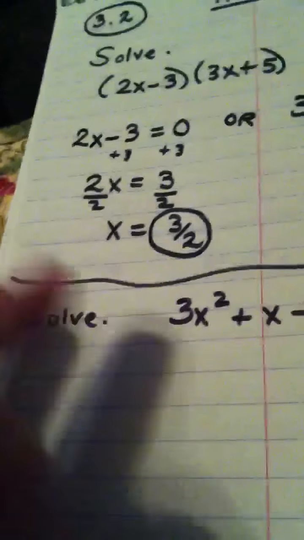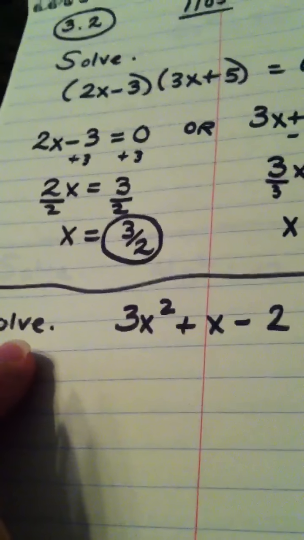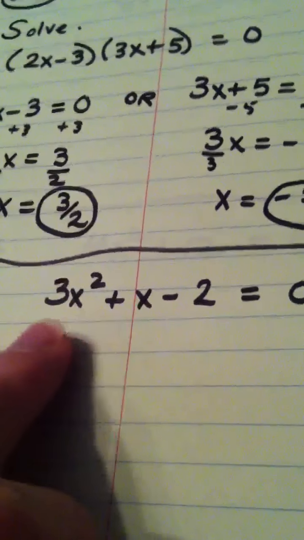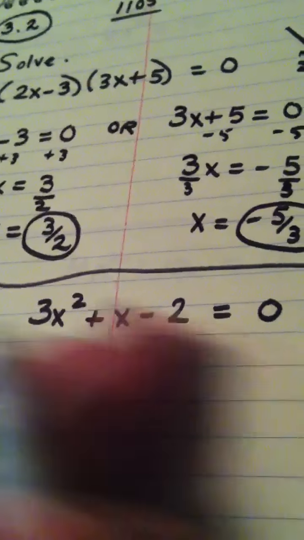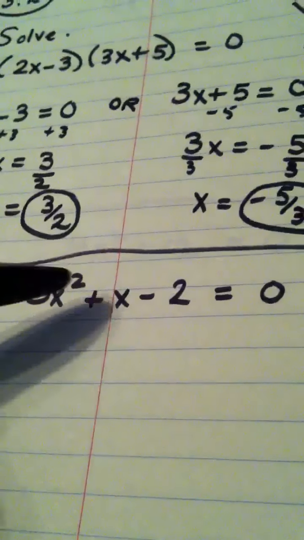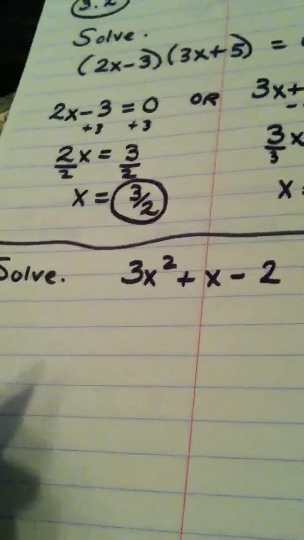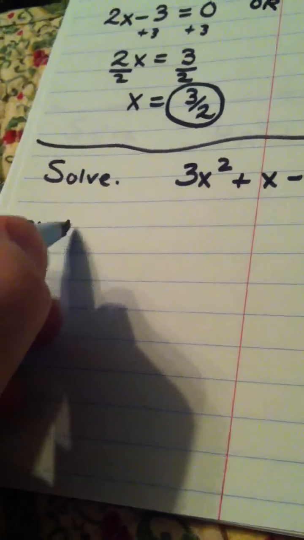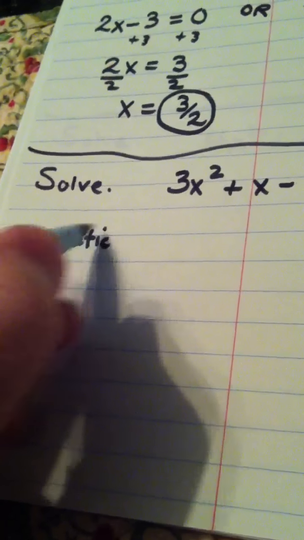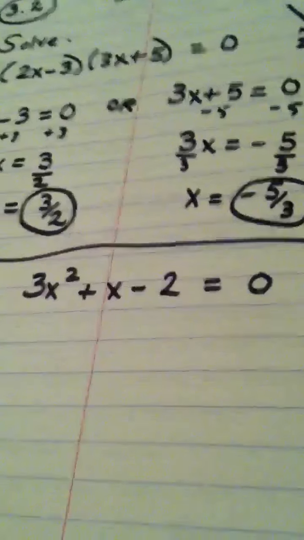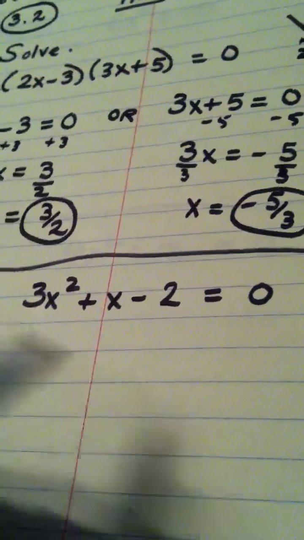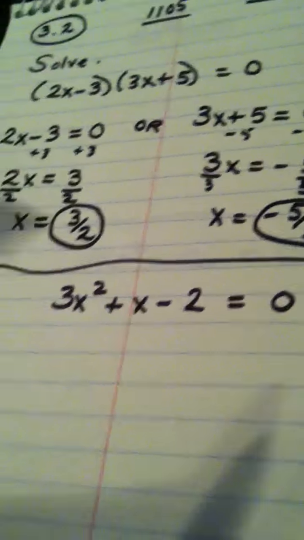Now, this next equation asks you to solve it also, which means give me the answers for x. We have 3x squared plus x minus 2 is 0. Whenever you see an equation of degree 2, you know that that's quadratic, Q-U-A-D-R-A-T-I-C. It's a quadratic equation. And a quadratic equation has at most two, in this case, two real solutions.